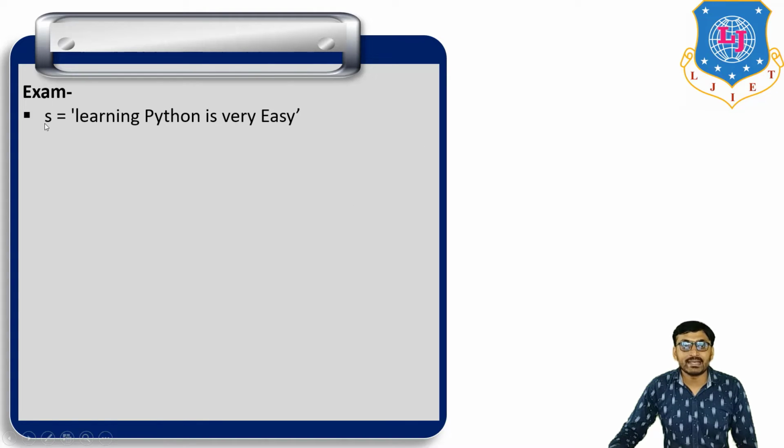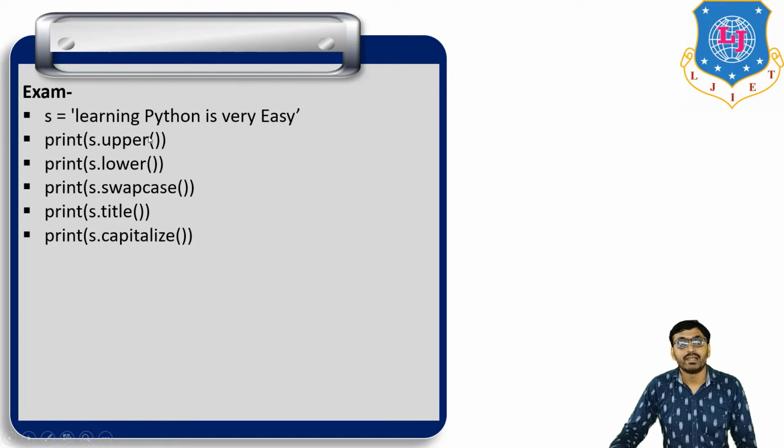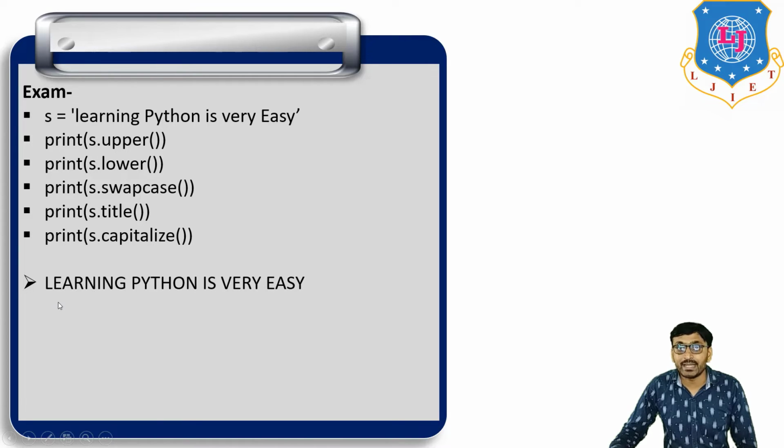Now example, S, that is one type of string. S is equal to learning Python is very easy. Now print first S dot upper, second S dot lower, third S dot swapcase, fourth S dot title, fifth S dot capitalize. So first one, S dot upper function. It means all characters of the string become uppercase. So learning Python is very easy, all characters are converted into uppercase. Second, S dot lower function. So all characters in the string are converted into lowercase.